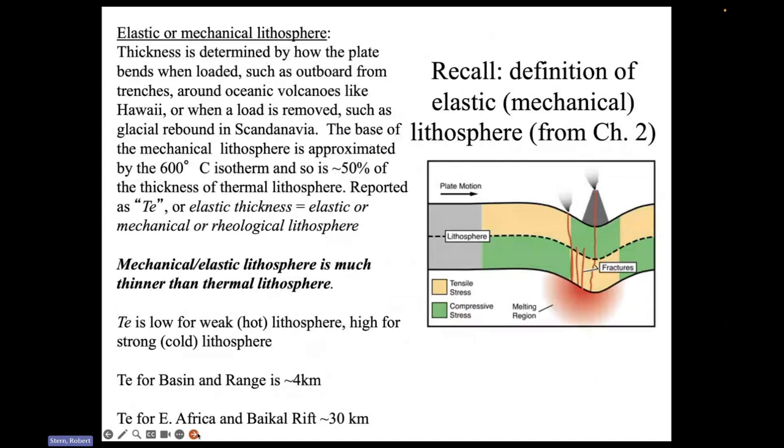All right, so T sub E, the mechanical lithosphere thickness, is low for weak, hot lithosphere, and it's high for strong, cold lithosphere. For example, the mechanical lithosphere for the Basin and Range is about 4 kilometers, whereas for East Africa and the Baikal Rift, it's more like 30. That's reflecting the differences in heat flow.